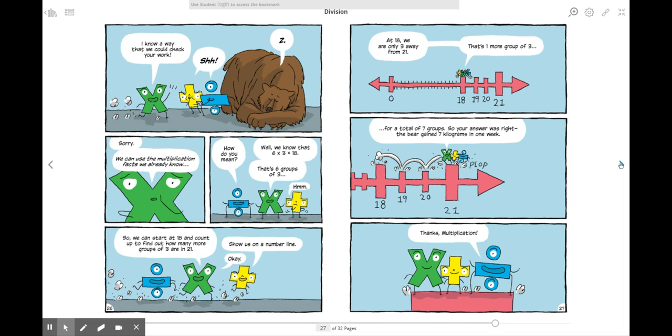So we can start at 18 and count up to find out how many more groups of 3 are in 21. Okay, show us on a number line. At 18, we are only 3 away from 21. So that's 1 more group of 3 for a total of 7 groups. So your answer was right. The bear gained 7 kilograms in 1 week. Thanks, multiplication.